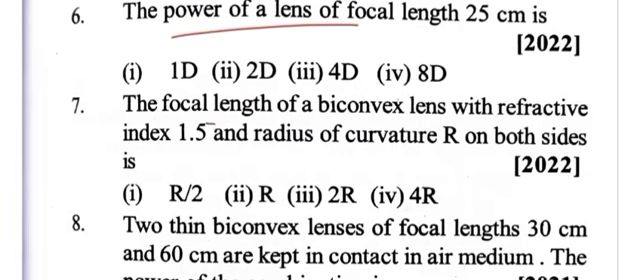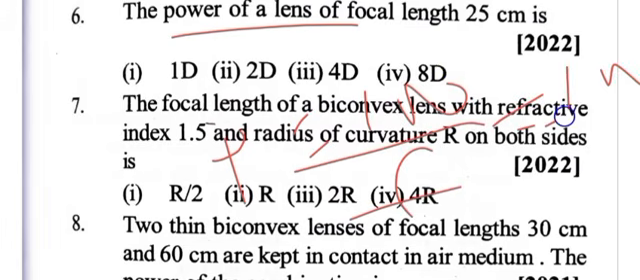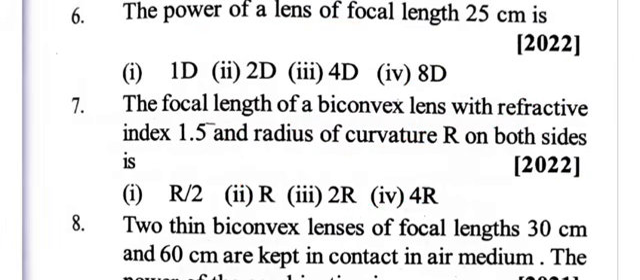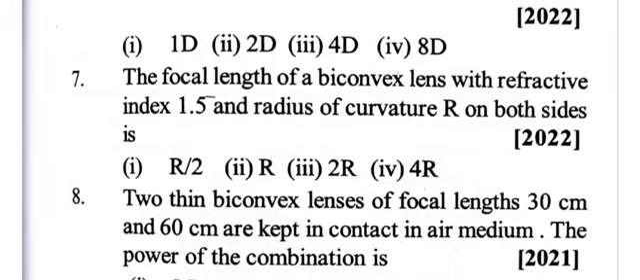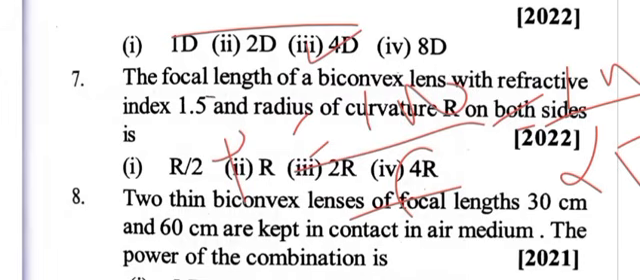The power of a lens of focal length 25 cm is P is equal to 100 divided by f. So 100 divided by 25, so our answer will be 4. So option 3 is your correct answer.